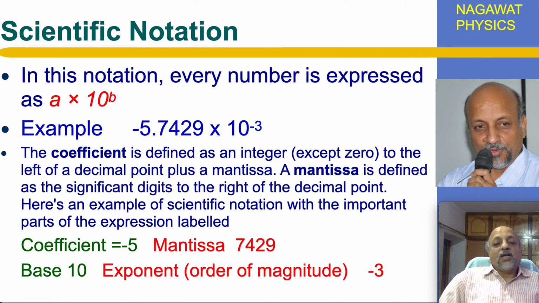The decimal point is visible. So on the left of decimal point we have minus 5, and that is called coefficient. And on the right of the decimal we have 7429, called mantissa. And the minus 3, which is the power of 10 raised to power minus 3, is called exponent. The base is 10. So in this particular example, coefficient is minus 5, mantissa is 7429, base is 10, exponent is minus 3.